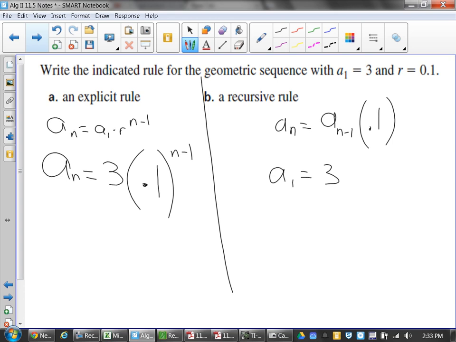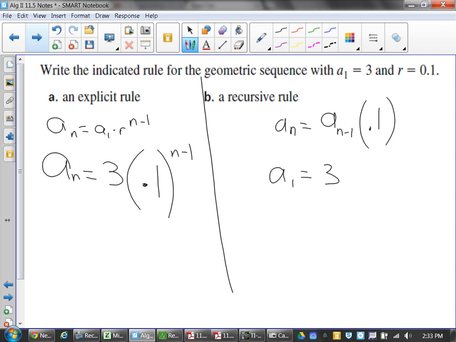We did the exact same thing in arithmetic, the n minus 1, the term before. The second term is taking the first term, multiplying it by 0.1. The third term is taking the second term, multiplying it by 0.1. The fourth term is taking the third term, multiplying it by 0.1, and so on and so forth. That's all that stands for.